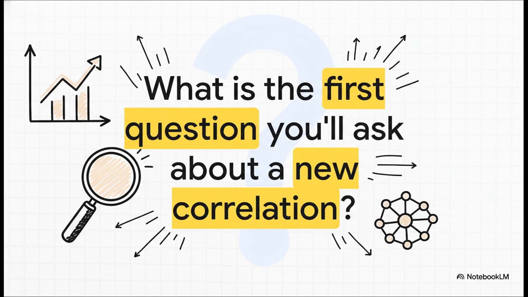So the next time you see a headline or a study or a post that's screaming about a new correlation, I want you to remember this. The first question you ask shouldn't be, how high is the number? It should be, can I see the data? Ask to see the full story.